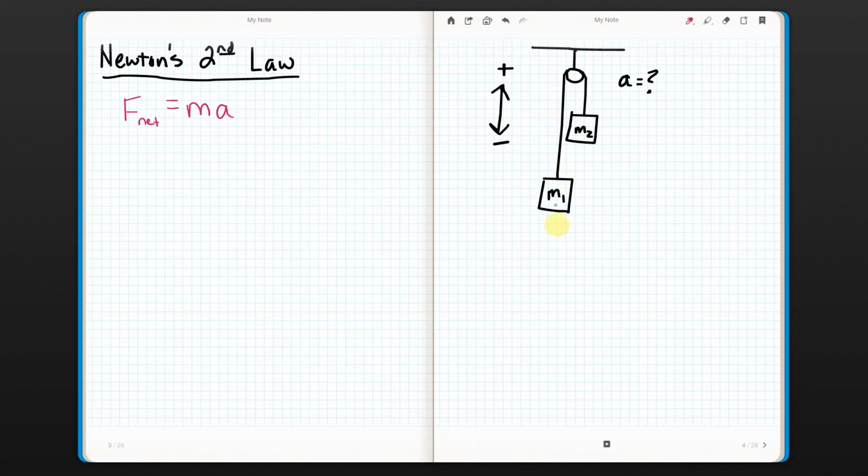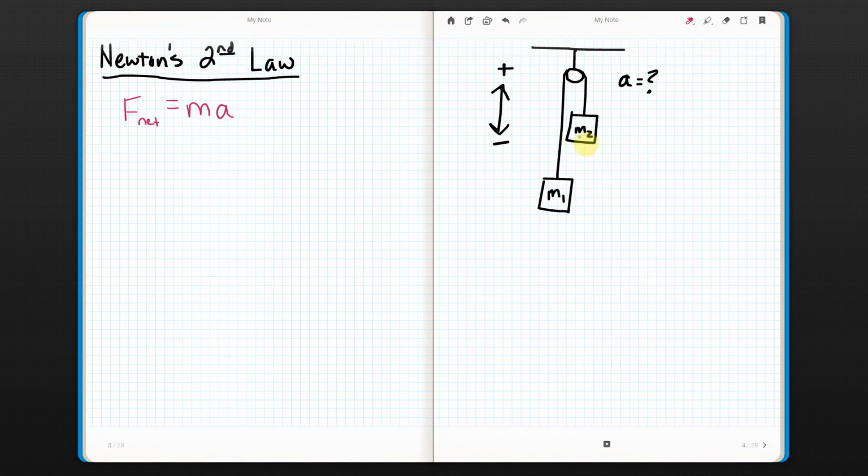I've got two masses, just calling them M1 and M2. They are connected by a rope that goes over a pulley. And my question is, what is the acceleration of this system? Now, because they are connected with a rope, I can treat them as the same, they must have the same acceleration. It's just not possible to have anything else.